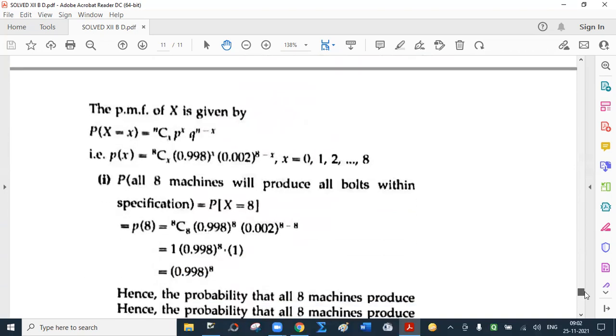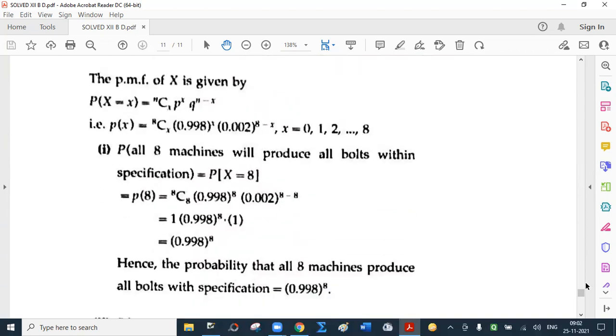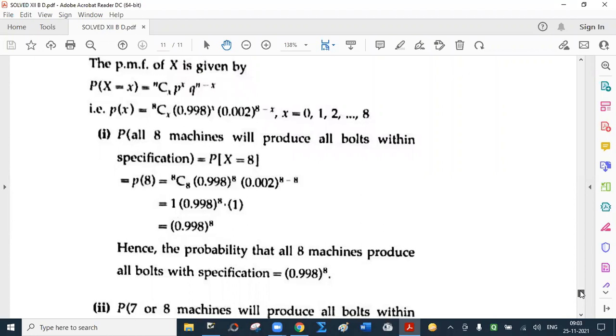Before that, we have to mention the probability mass function. What is the probability mass function? It is P of X equal to nCx, P raised to x, Q raised to n minus x. Here with particular values, 8Cx, 0.998 raised to x into 0.002 raised to 8 minus x, where x varies from 0 to 8.